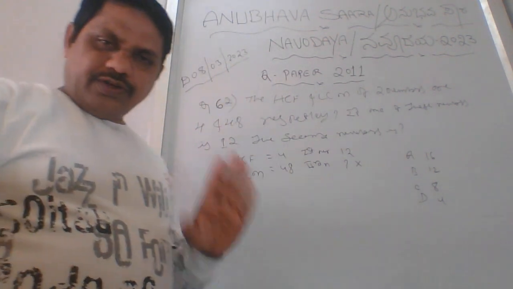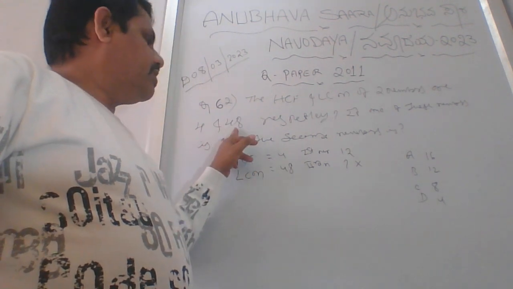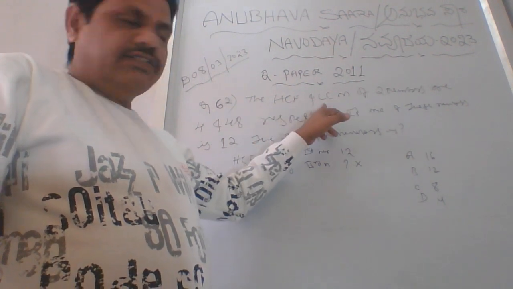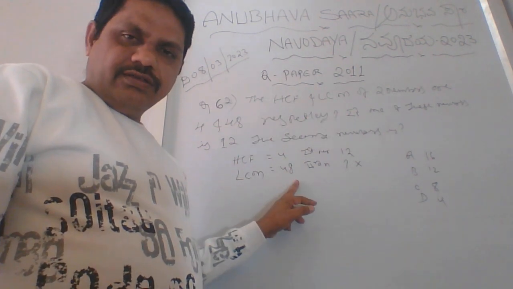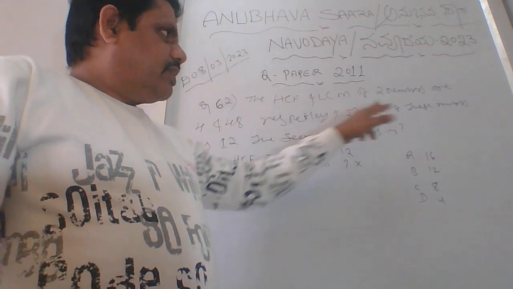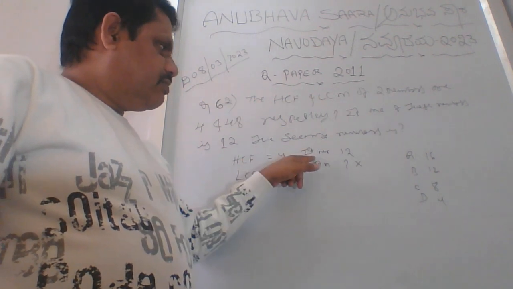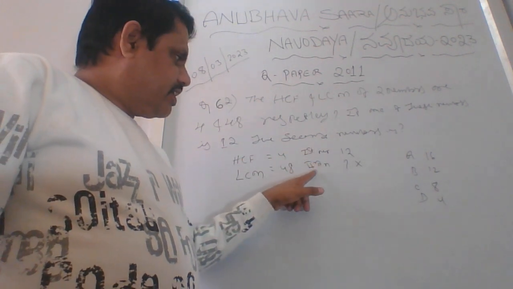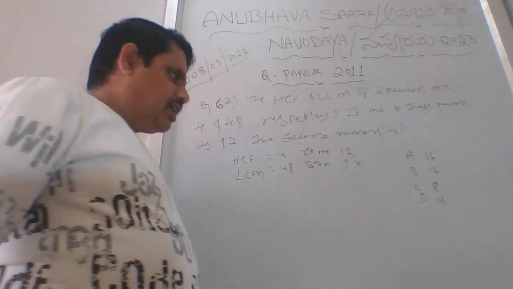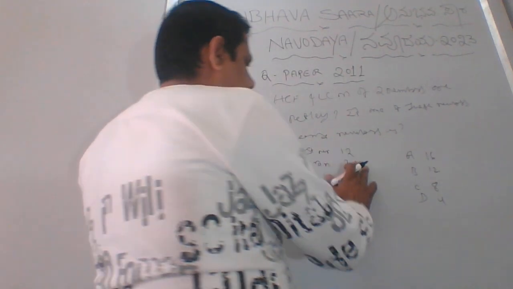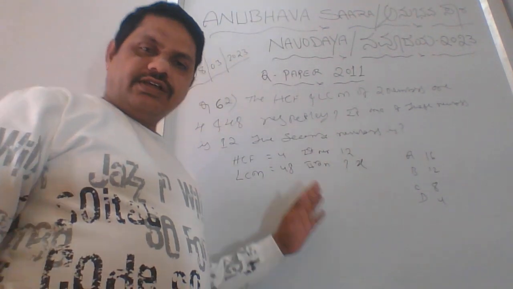I'll just repeat once again. HCF is equal to 4 and LCM is 48, the two numbers they have given. The condition says one of these numbers is 12. The first number is 12, then the second number we don't know, we have to find it out. I have taken the second number as x.